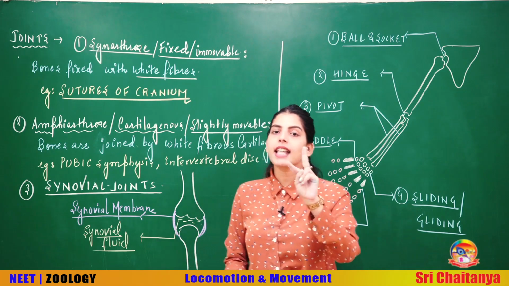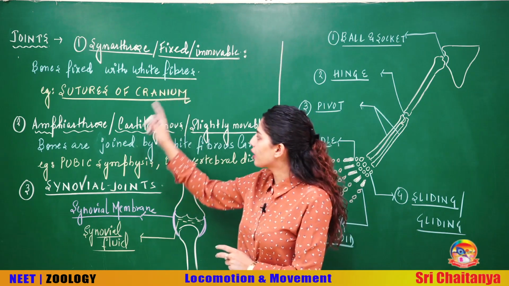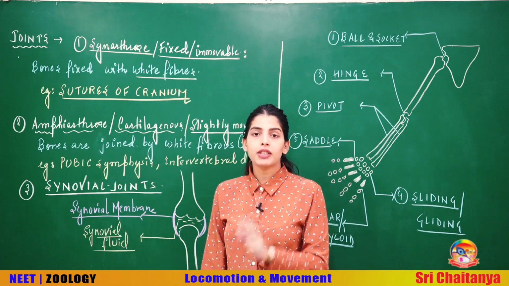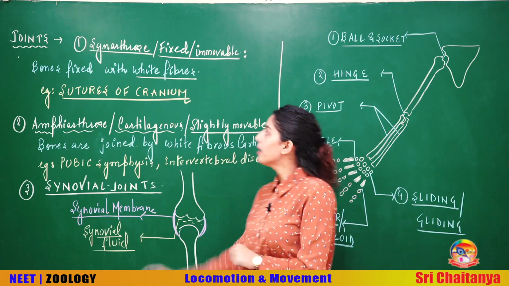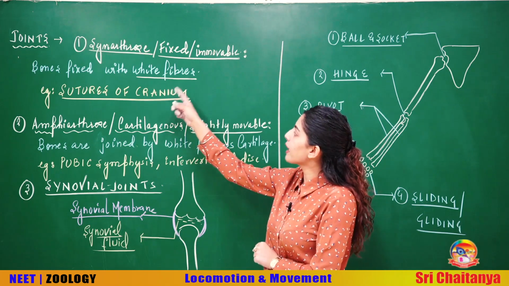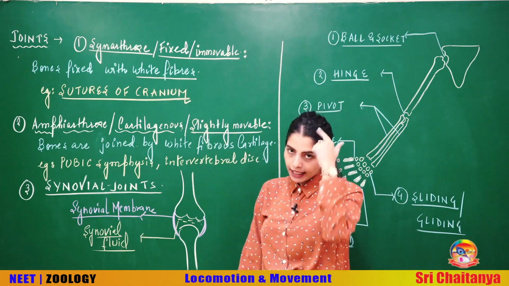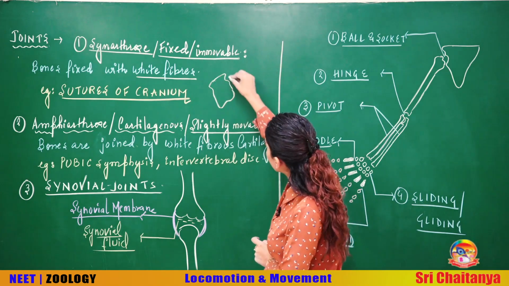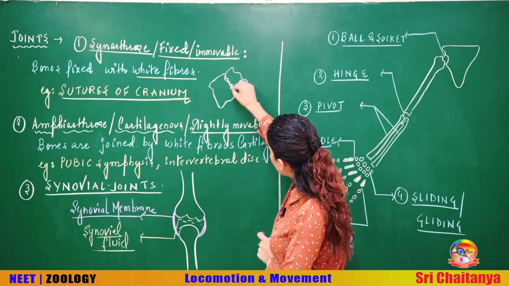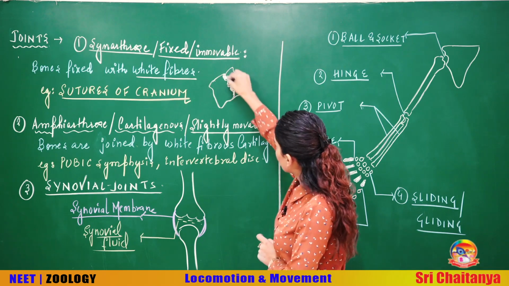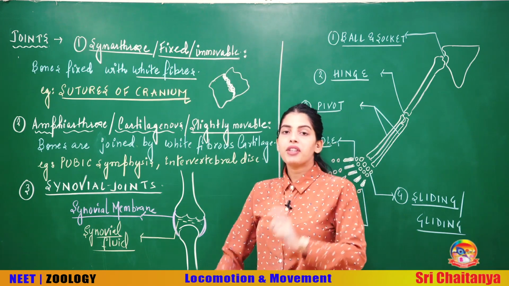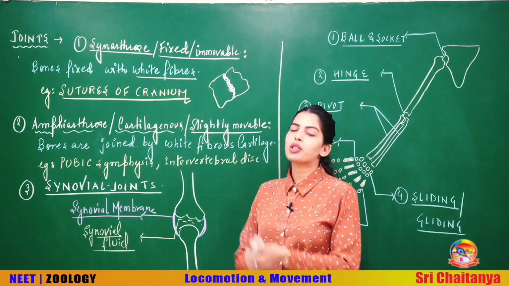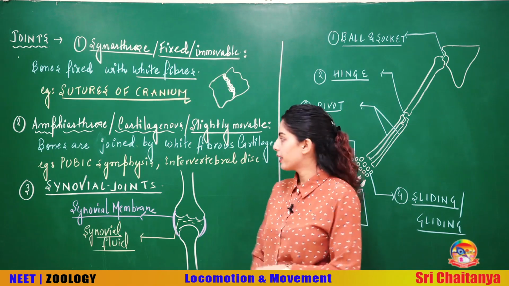There is a slight difference between the synarthrose and the amphiarthrose, so that's why I am telling you to focus on the name, that the bones are fixed with the help of white fibers. Like that, sutures found in the cranium. Do you see some structures like this? This is one cranial bone, this is another cranial bone, and this structure is the suture. This suture is nothing but the fixing of the two cranial bones with the help of white fibers.